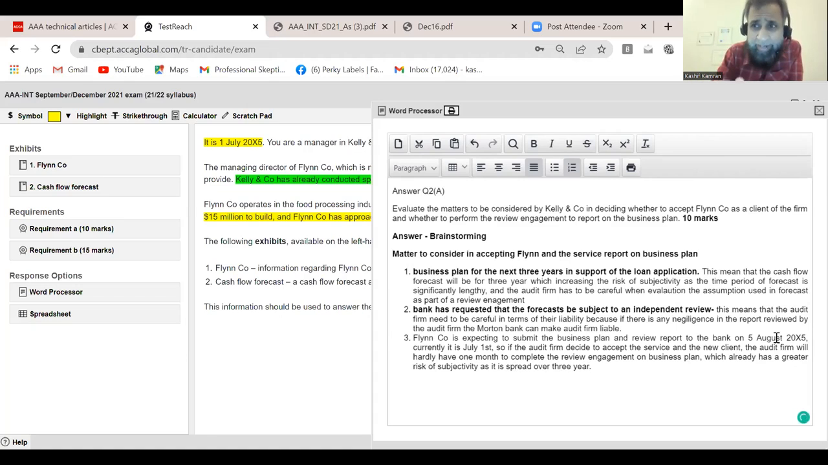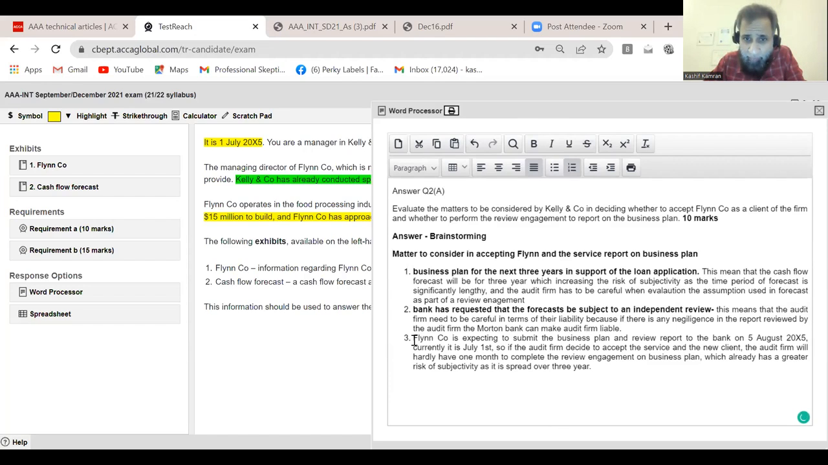So we're not saying that you cannot do it in 1 month, but we're writing a very diplomatic answer. We are saying that if you accept Flynn as a client and the service, you will hardly have 1 month to do it. And the audit firm needs to consider, is it doable within 1 month, considering there is a higher risk of subjectivity as the cash flow is spread over 3 years. So we're not giving any conclusion. We're simply saying that this is a matter to be considered, that the deadlines put in place are just 1 month. Are you all clear with it?